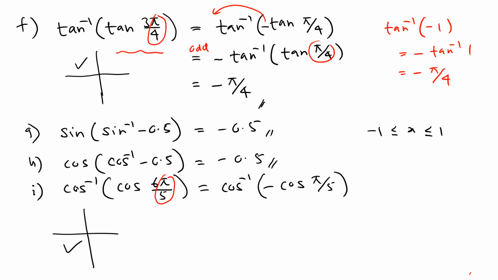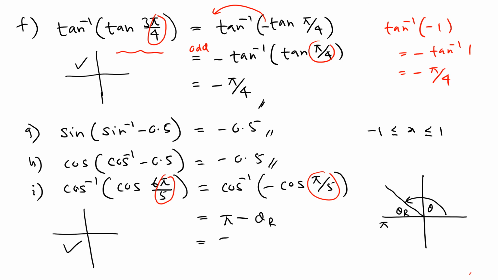You can see that cosine inverse is not an even function, so you cannot cancel the negative sign here. What we normally do, if you get a negative value, is write this as pi minus the positive value, pi minus the reference angle. Because it's a negative value, it should be in the second quadrant. So it is pi minus the reference angle, and the reference angle is pi over 5.